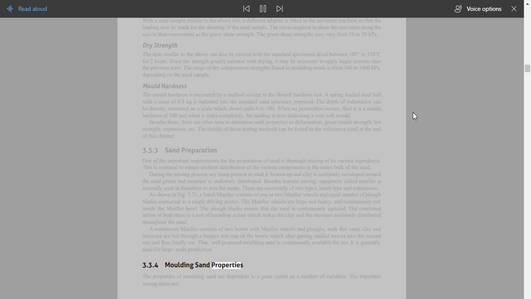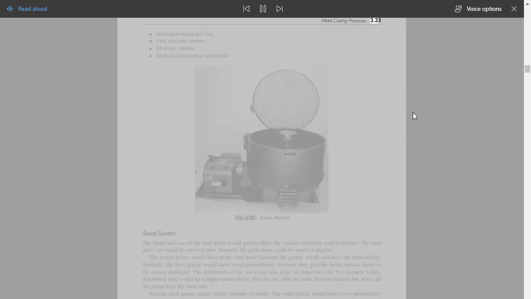3.3.4 Molding sand properties. The properties of molding sand are dependent to a great extent on a number of variables. The important among them are sand grain shape and size, clay type and amount, moisture content, and method of preparing the sand mold. Fig. 3.23 Batch Mueller. Sand grains. The shape and size of the sand grain would greatly affect the various molding sand properties. The sand grain size could be coarse or fine.